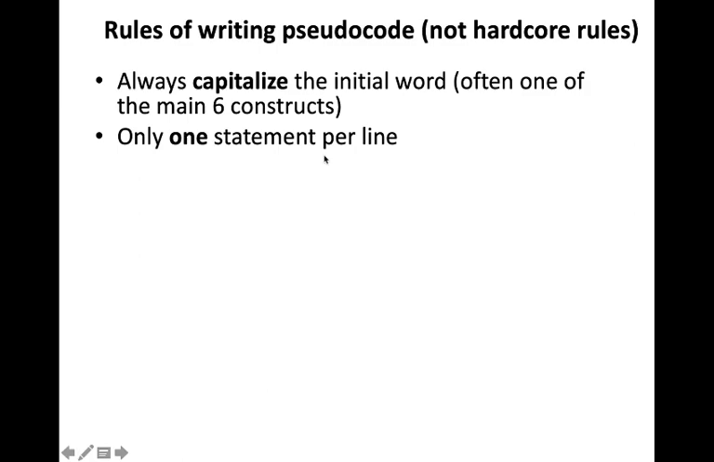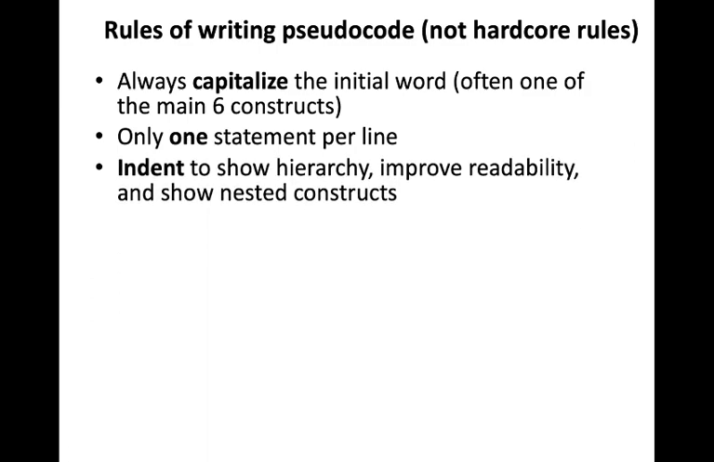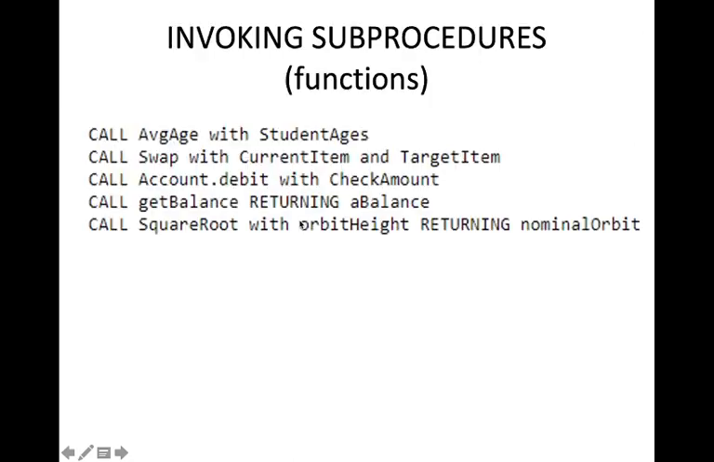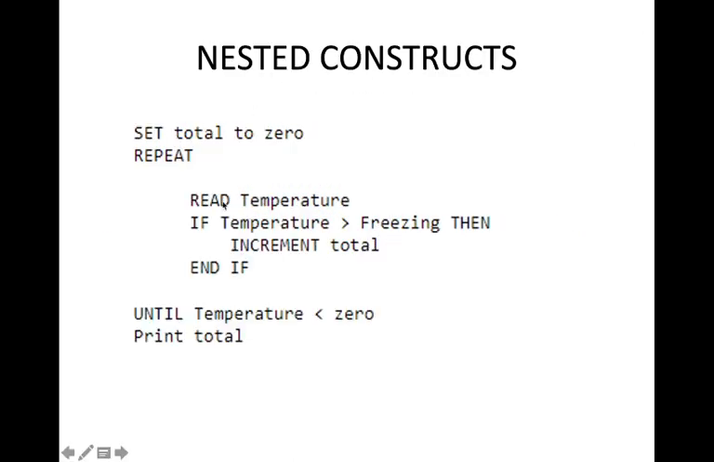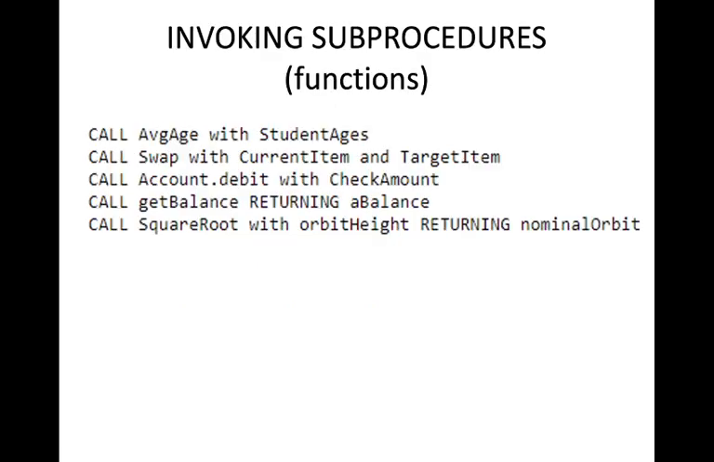And only one statement per line. You should write only one statement per line. Otherwise, it will be very difficult to understand. Then indent to show hierarchy; it improves readability and shows nested constructs. So this is an example of indentation. If you see this, it is indented. All these statements are indented at the same space. So this means all these statements belong to this repeat until statement. Then inside this if we have a single statement. So always provide this indentation when you write pseudocode.